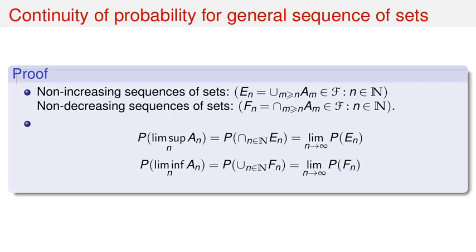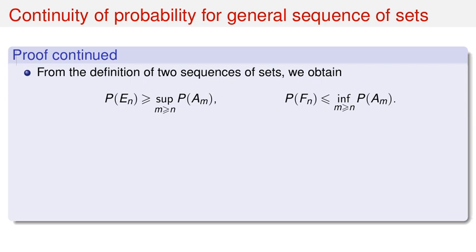By the continuity property for monotonic sequences, P of lim sup An, which is P of the intersection over n of En, equals the limit as n approaches infinity of P of En. Similarly, P of lim inf An, which is P of the union over n of Fn, equals the limit as n approaches infinity of P of Fn.